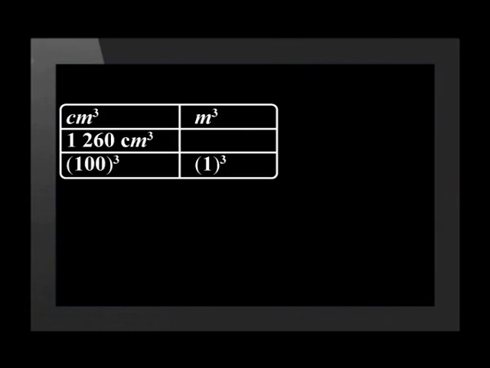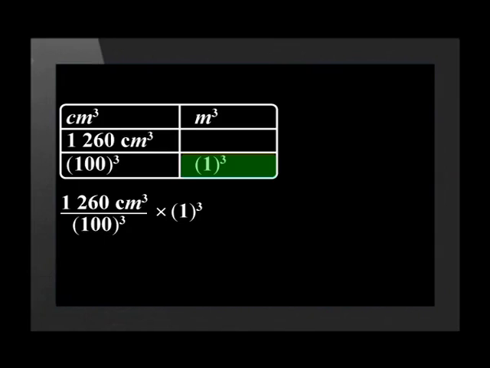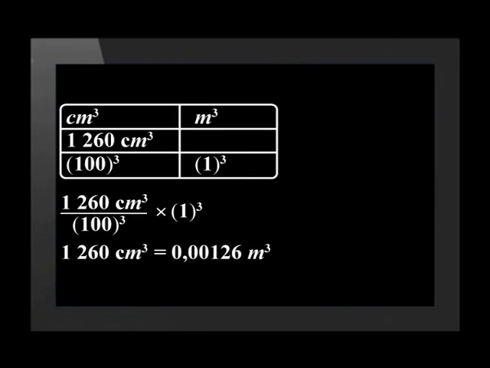To find the answer, divide the values in the same column. The top value is divided by the bottom value. Once you have this answer, multiply by the rest of the conversion factor. This means that 1,260 is divided by 100 cubed and then multiplied by 1. The answer is 0,00126.